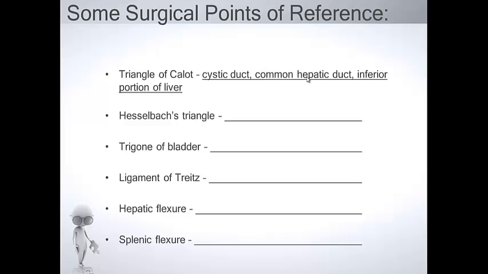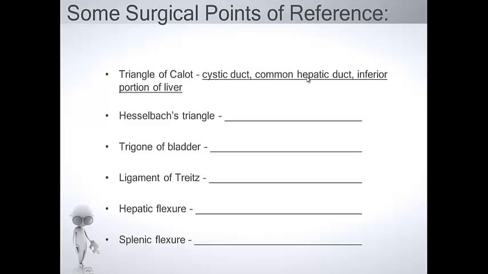Next is Hesselbach's triangle. We will cover this big time in general surgery, but it's another potential space in the human body that allows us to use anatomical landmarks to repair inguinal hernias. Its 3 sides are made up of the rectus abdominis muscle, the inguinal ligament, and the inferior epigastric vessels.